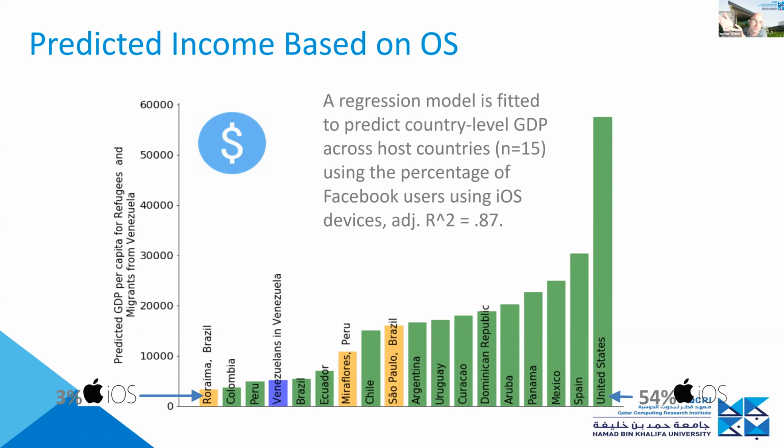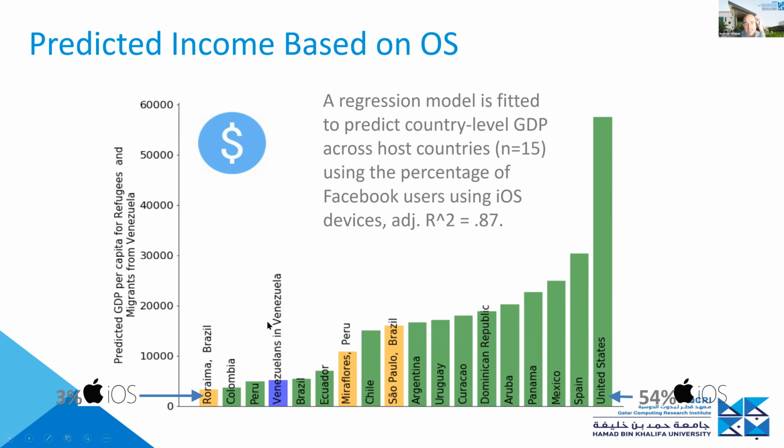So if I tell you, here's a country where 60% of Facebook users use iOS devices, you're saying, okay, that's a rich country. Here's a country where only, I don't know, 5% of Facebook users use iOS devices. Okay, that's a poor country. But this rich and poor, you can actually quantify with just a single predictor variable. You can explain almost 90% of the variance in GDP. This model was then applied to these subgroups, basically mapping these percentages to per capita GDP, right?